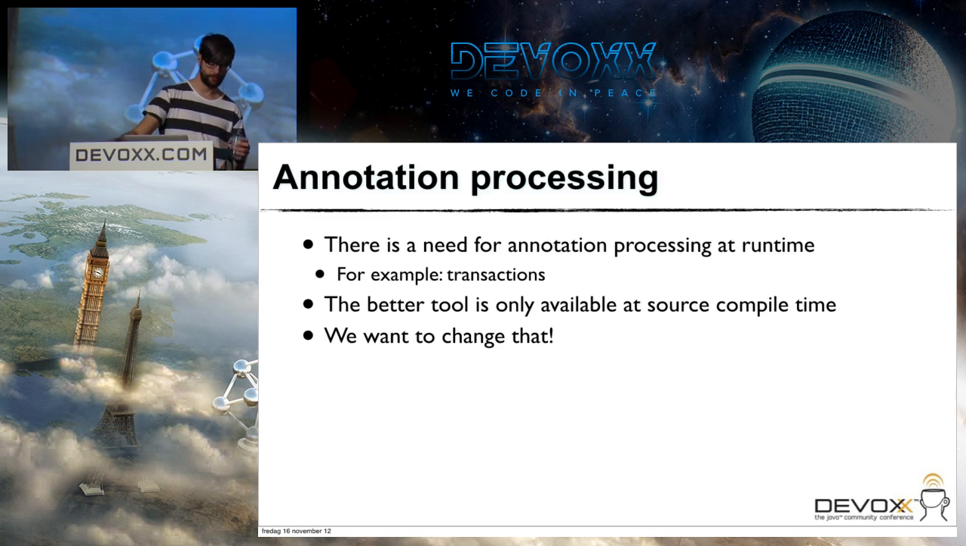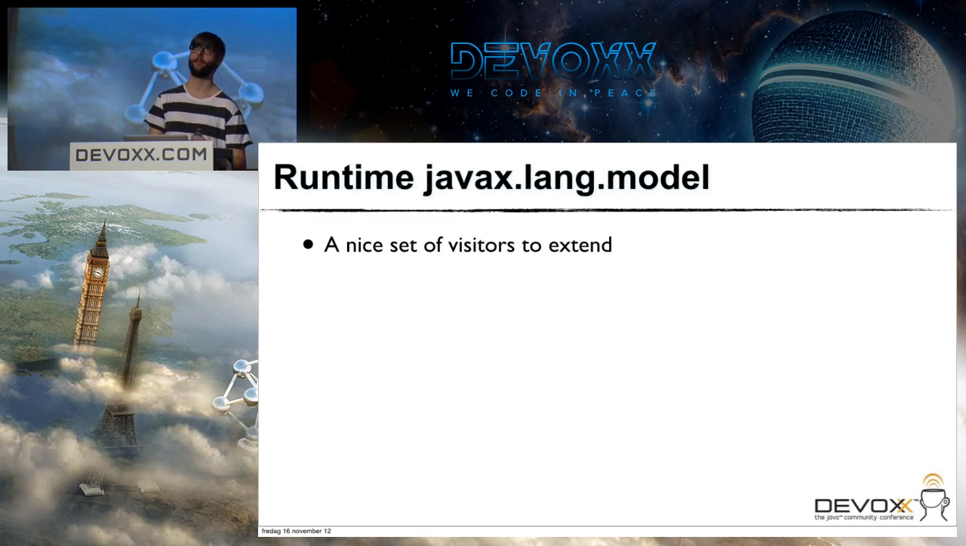And so we have the situation where we have two tools for the job, and the better one is not available at runtime. And so, of course, we want to change that. And that is why we're doing the javax.lang.model at runtime.